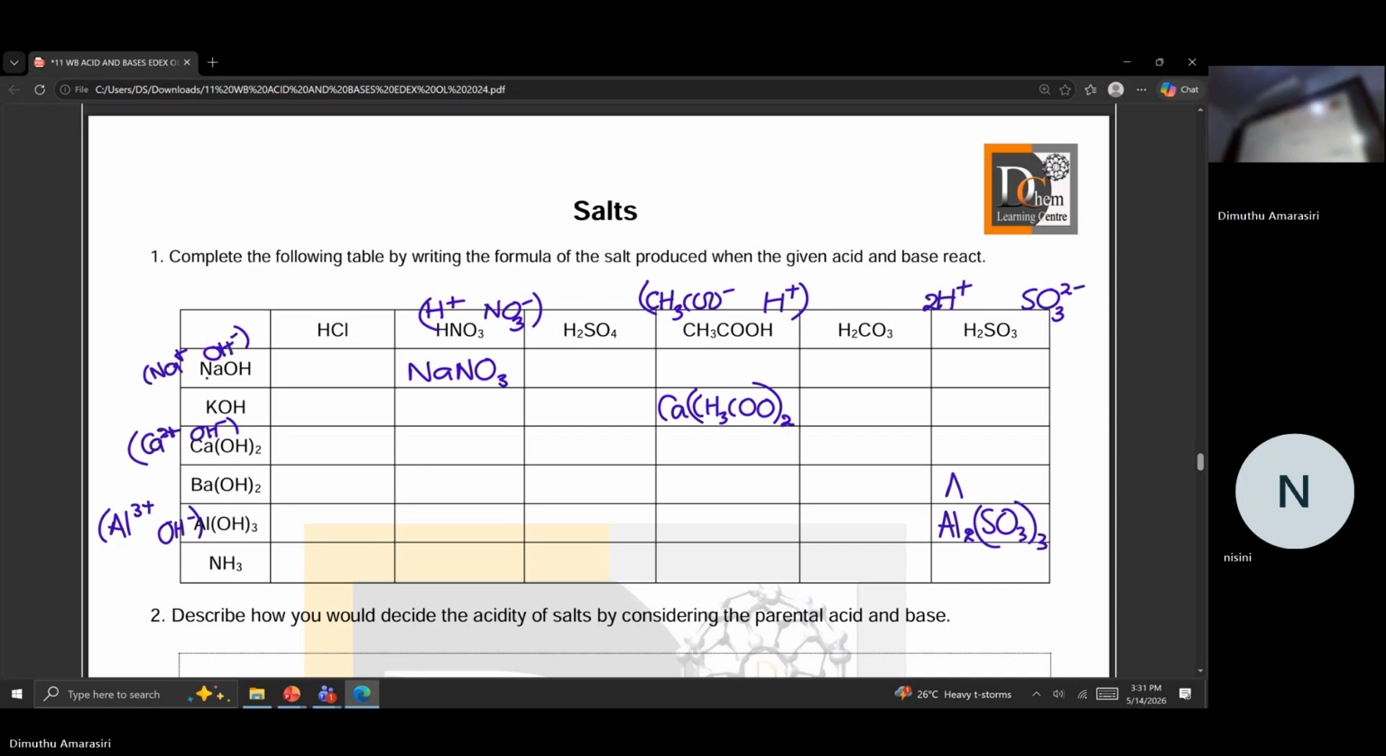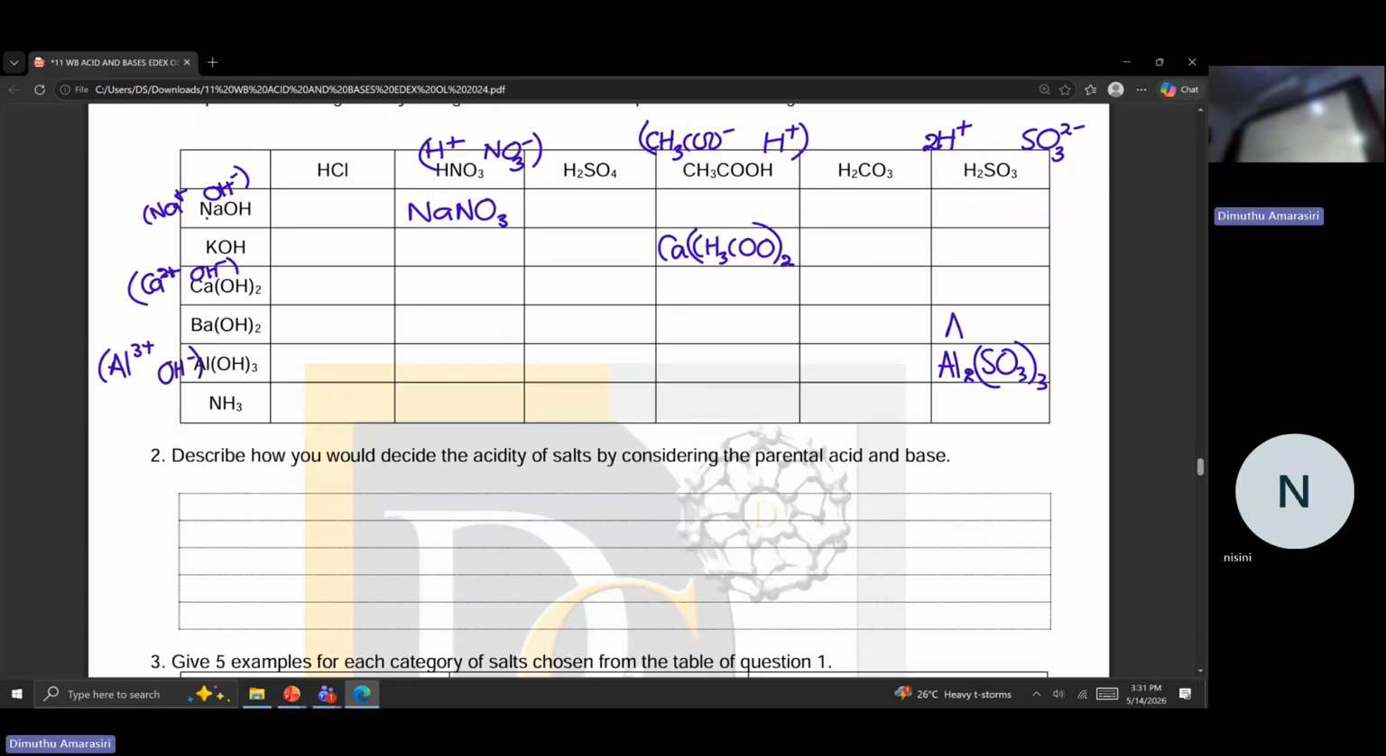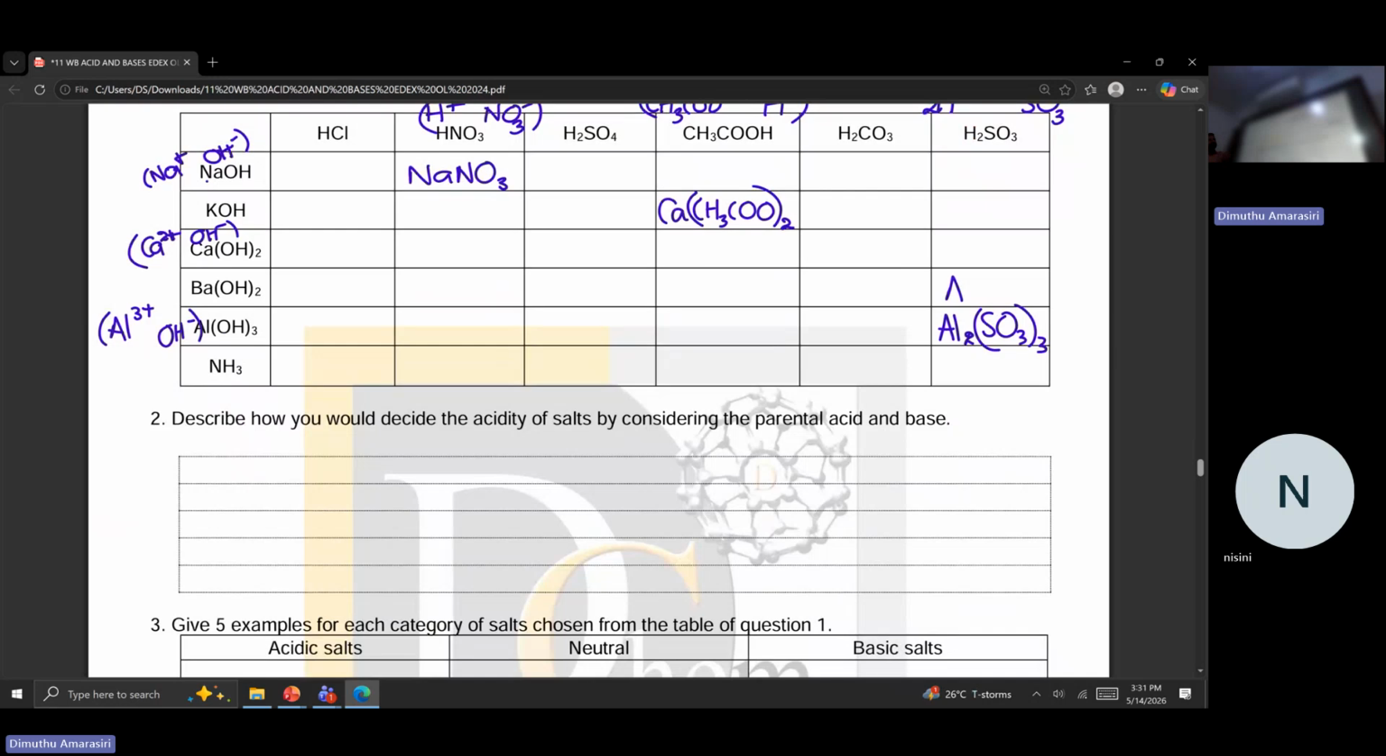All right. Okay. Now let's see a very interesting one. Describe how you would decide acidity of salts by considering the parental acid and base. Now, are salts acidic or base? Acids are acidic. Bases are base. What about salts? Those are acidic.